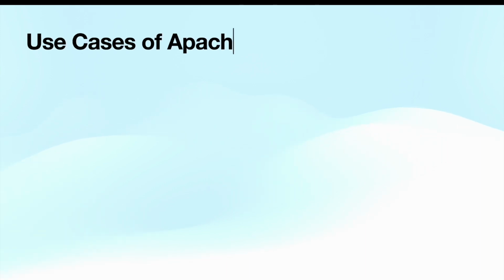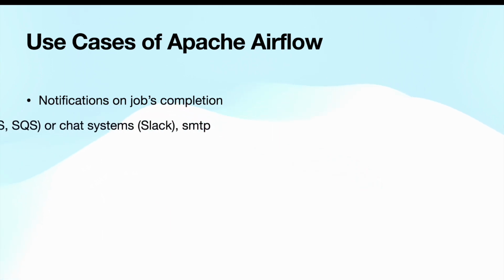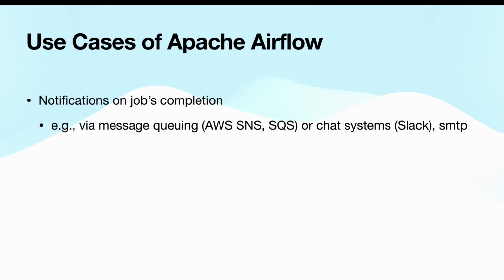The typical use cases a lot of companies describe are notifications on job completion. So whenever jobs complete, you have some systems you can connect to Airflow, some messaging systems, including message queues, for example AWS SNS or SQS, or chat systems like Slack, or mail. So you can send a notification via mail when the job is completed.